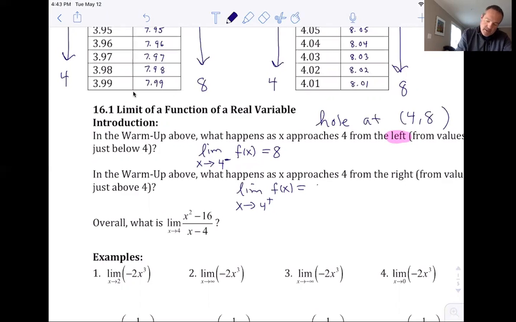And of course, even on the right side, it gets close to 8. So overall, what's the limit of this function? If the left-hand limit equals the right-hand limit, it happens to be 8. So I'm going to stop it right there. We're going to look at some more examples of limits in upcoming videos.